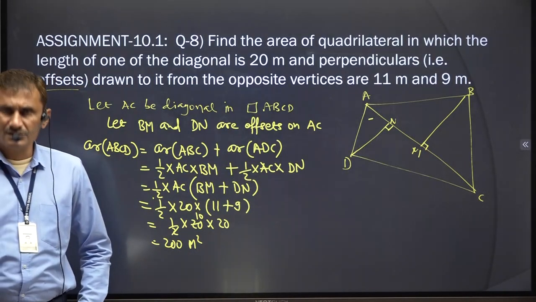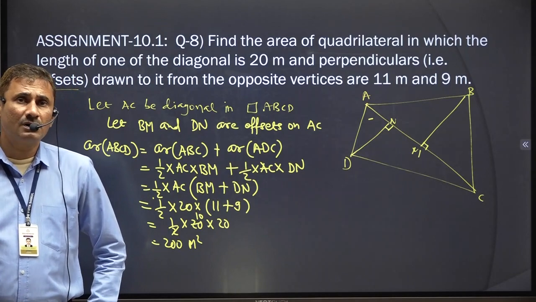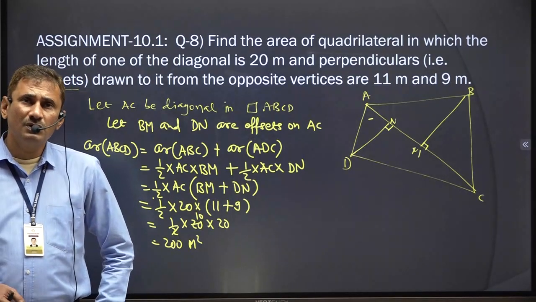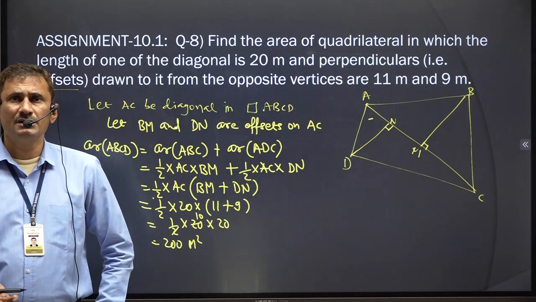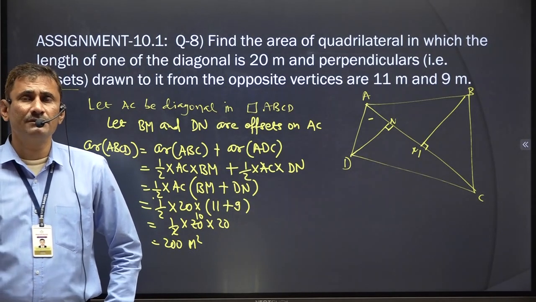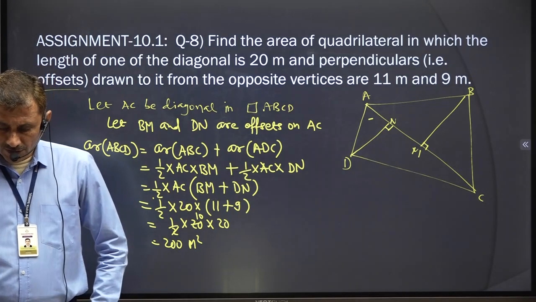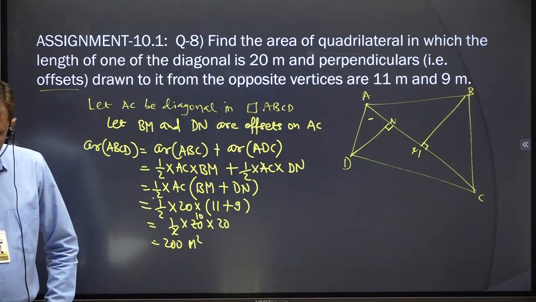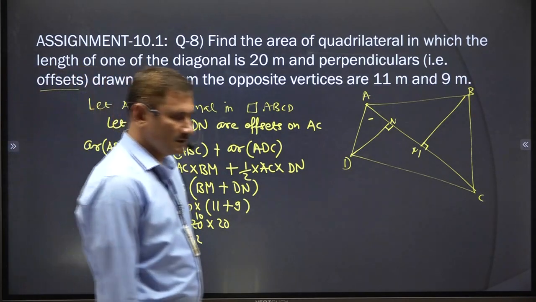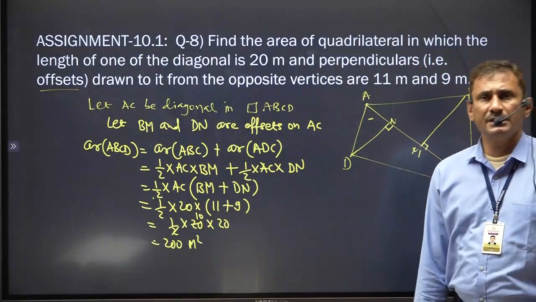It is a very short sum. Even you can find it or count it for 1 mark orally also. No work is needed here. Directly half into 20 into 20. Why? Sum of offsets is 20. Okay. So that way you can solve this type of sum. So again look carefully and write it down also.